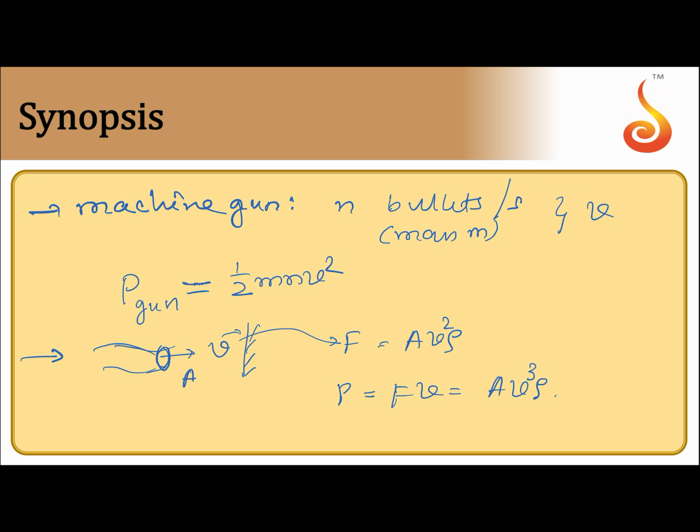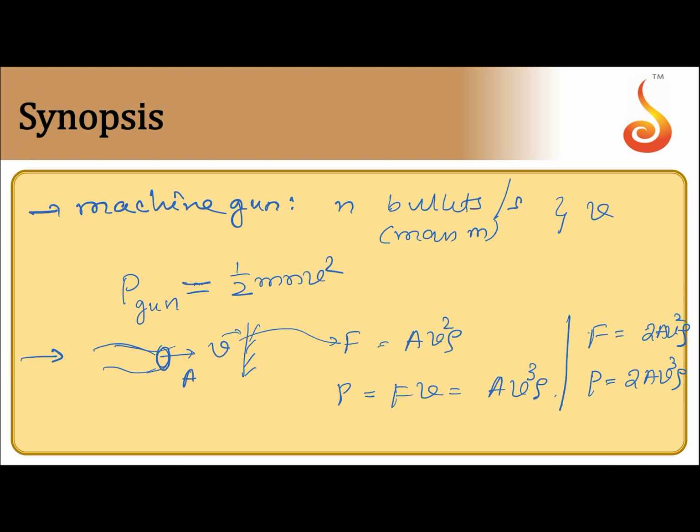And if the water reflects with the same velocity v after striking the surface, if it strikes the wall and returns with the same velocity, then I have F equal to 2ρav², and the power of this water is nothing but 2ρav³.